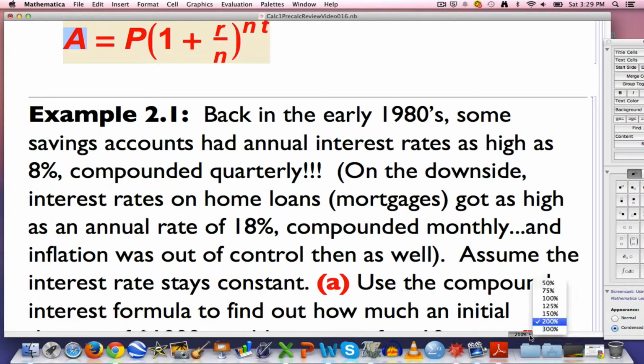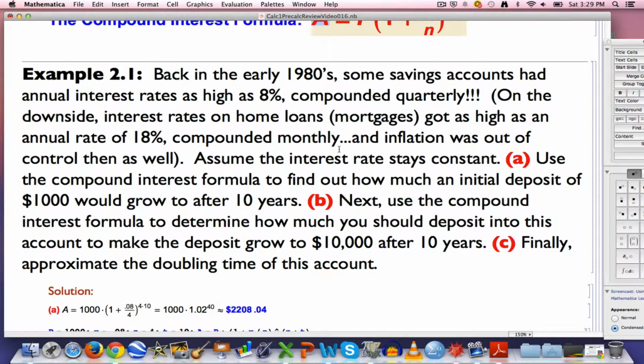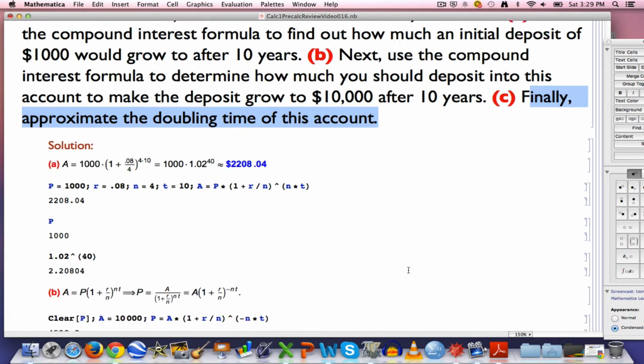We solved this example. It's got three parts to it. We're imagining we're back in the 80s and we have this great savings account with an 8% interest rate compounded quarterly. Part A, we use the compound interest formula to find out how much the initial deposit of $1,000 would grow to after 10 years. In Part B, we tried to figure out how much we should deposit right now for it to grow to $10,000 in 10 years. And finally, we also found something called the doubling time of the account, which happens when you have compound interest. And here are the solutions down here.